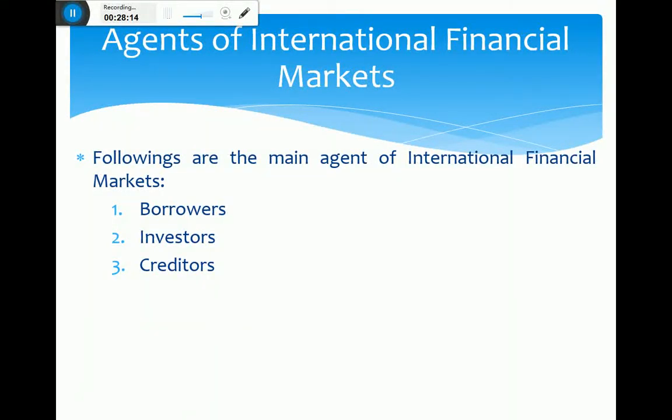So there are three types of agents that participate in the international financial markets. Number one, we have borrowers. Number two, we have investors. And number three, we have creditors. These are basically the agents, or we can say the participants, of the international financial market that we discussed in our first slide. Borrowers, investors, and creditors. So let's talk about them one by one.